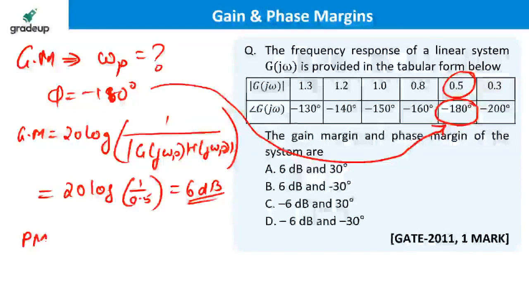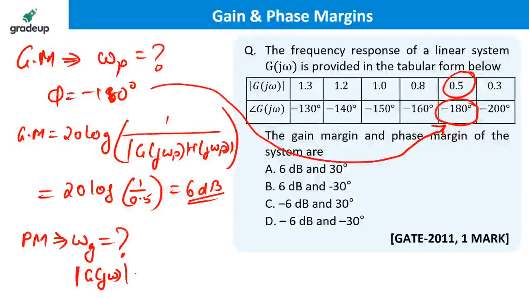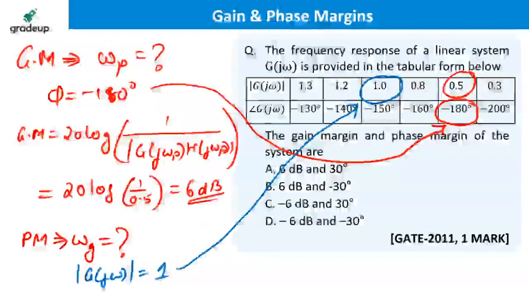Then for the phase margin, you need omega g. Omega g is the frequency at which you cut the unit circle, that means mod of G(j omega) should be equal to 1. Where is mod of G(j omega) equaling 1? That can be seen in the table. Here it is. This is mod of G(j omega) equal to 1.